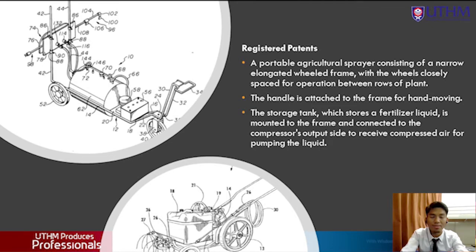Next slide. Registered patent. A portable agriculture sprayer is one of the registered patents we found. It is made up of a small elongated wheel frame with wheels that are tightly placed for operating between plant rows. For hand movement, the handle is linked to the frame. The compressed air is supplied by an electrically driven compressor powered by electric storage batteries. The storage tank is linked to the frame carrying a fertilizer solution and is connected at the end to the compressor output side to be supplied with compressed air for pumping the liquid.